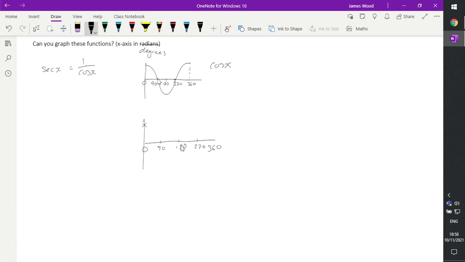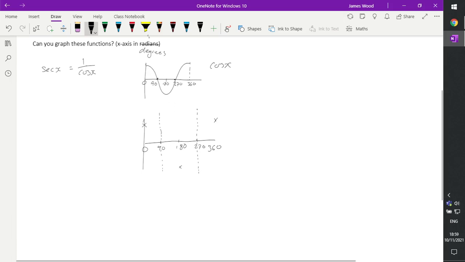At 90, cos is 0, and 1 over 0 is undefined. You can't divide by 0, it's undefined. So we actually don't get a value there, and so it generates an asymptote there. At 180, it's minus 1. 1 over minus 1 is still minus 1, so it goes through minus 1 down there. At 270, it's 0 again, so again 1 over 0 is undefined, so we get an asymptote. And at 360, it's 1 again. 1 over 1 is still 1. So we've got a couple of points, and we've got a couple of asymptotes.